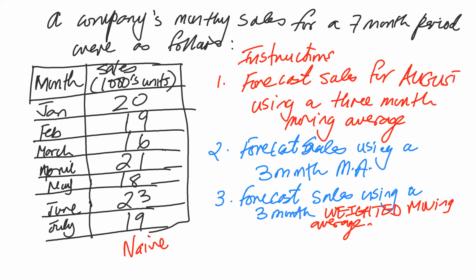So the first instruction says we're going to forecast sales for August using a 3-month moving average. In this instruction, we're asked to make a forecast for a specific time. So what it means is that we put our finger on the time that we want to forecast for. In this case, it is August, but August is not in the data that we're given. It means that we're forecasting for some time in the future immediately after the end of the information that we're given. So August comes immediately after July.